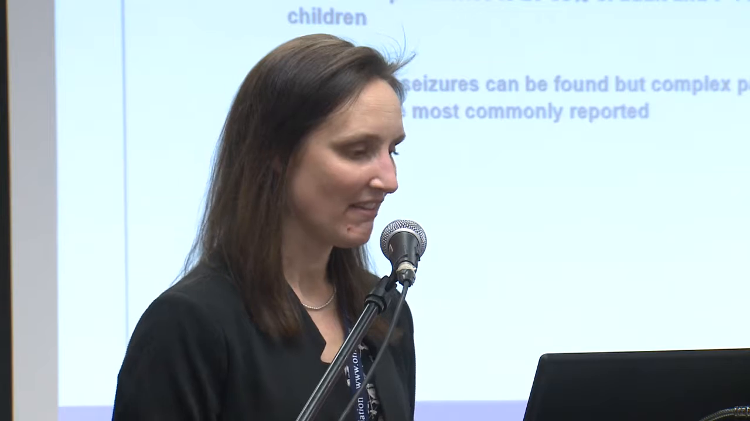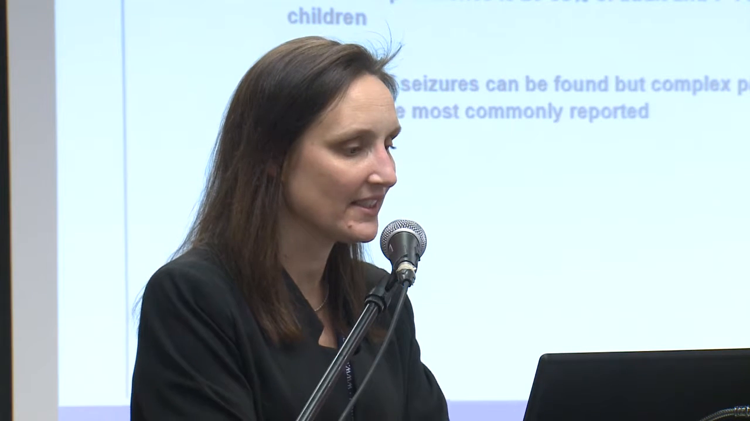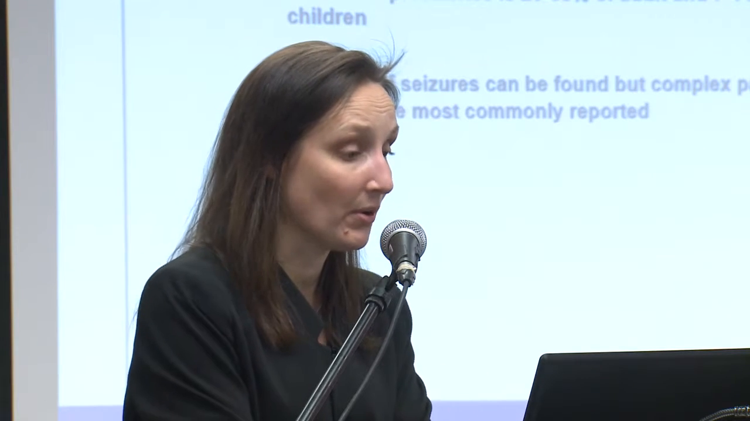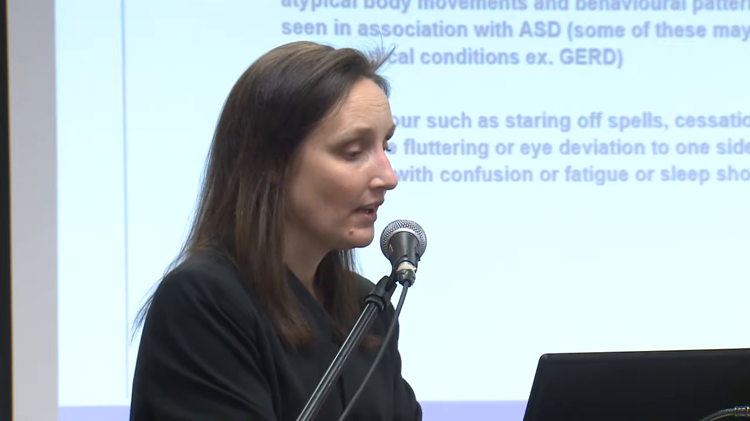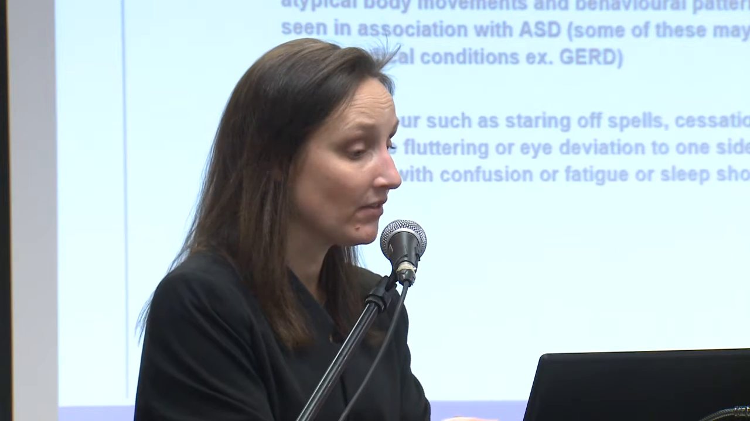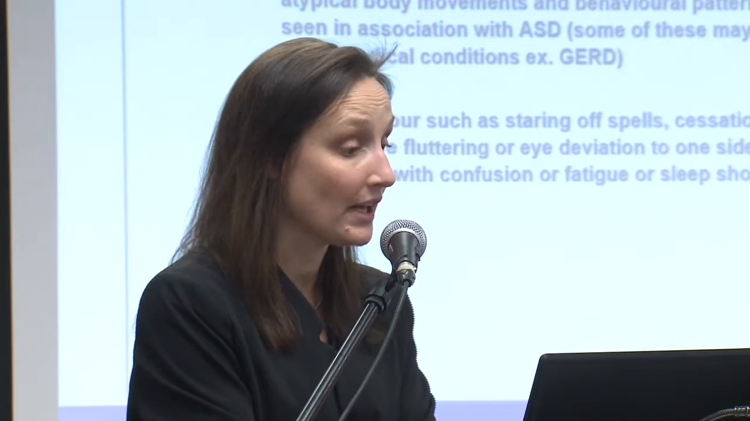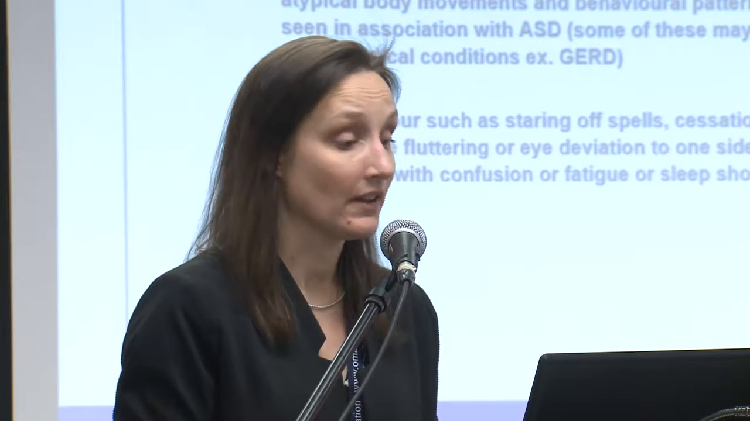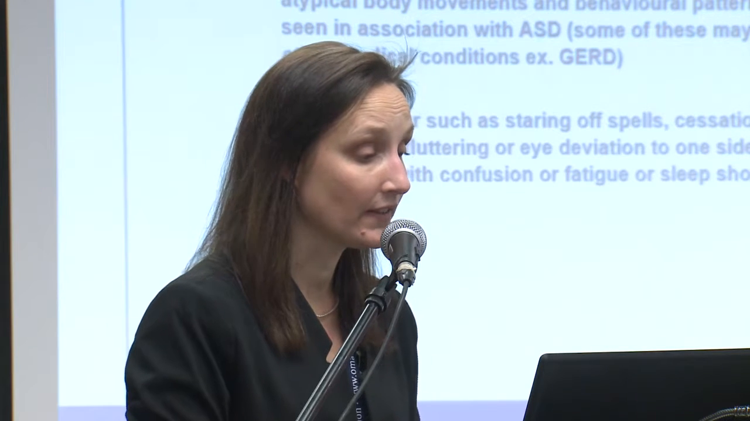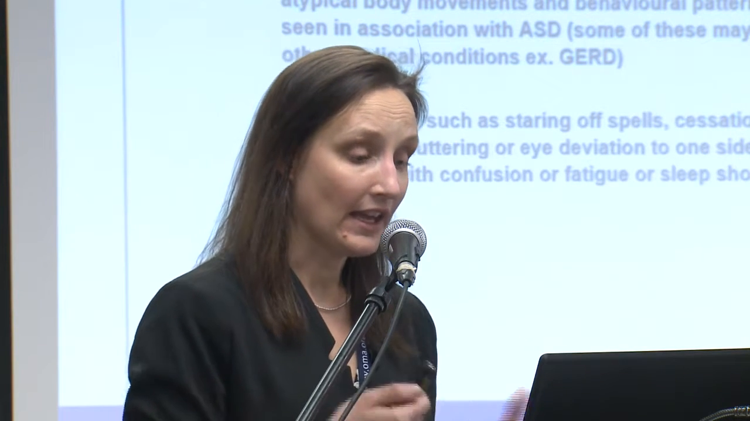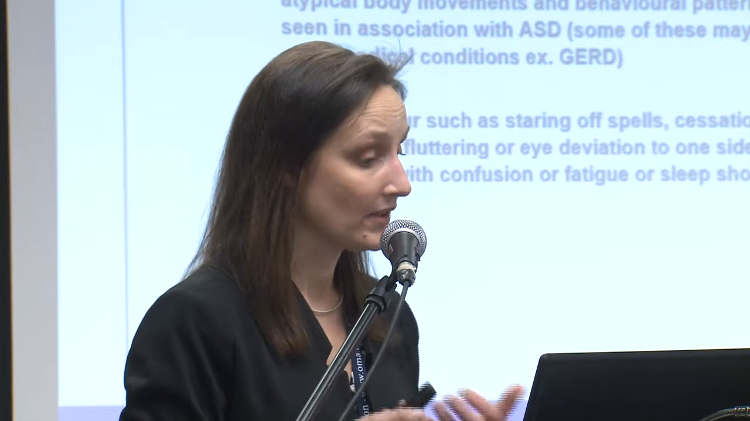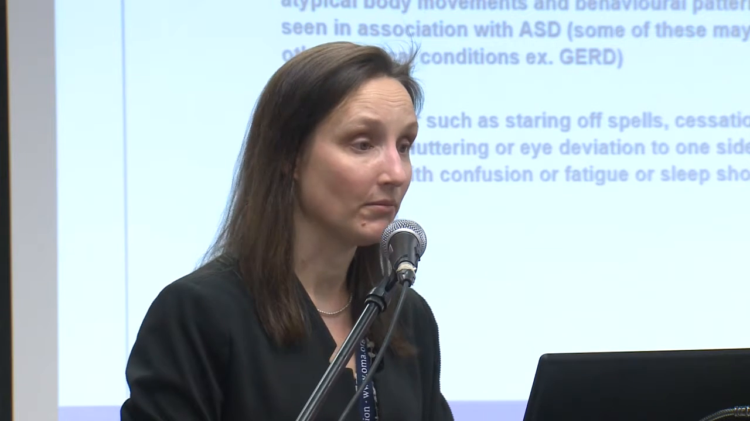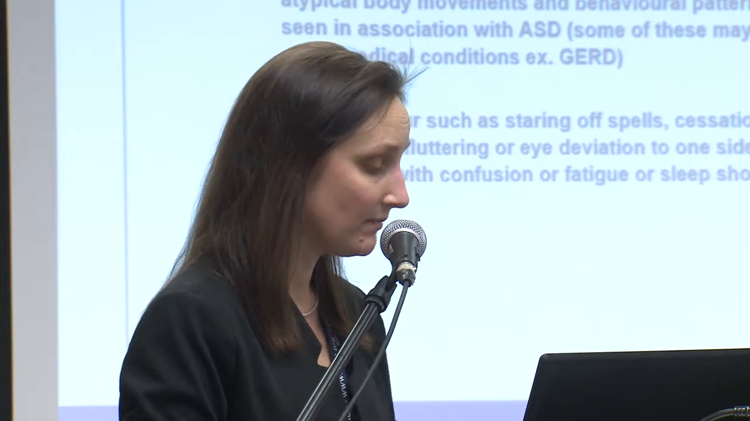So seizure disorders are common, up to 35% of adults and in children as well. Complex partial seizures are the most commonly reported, but we can see all types of seizures. Complex partial seizures can be difficult to distinguish from atypical body movements and behavior patterns seen in association with ASD in some individuals. And some may be due to even another medical condition, for example, reflux. Any behavior, and we outline some here, like staring off or cessation of activity, eye fluttering, eye deviation, can be associated with seizures and should prompt an EEG.